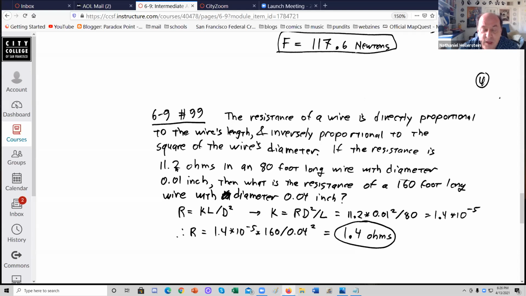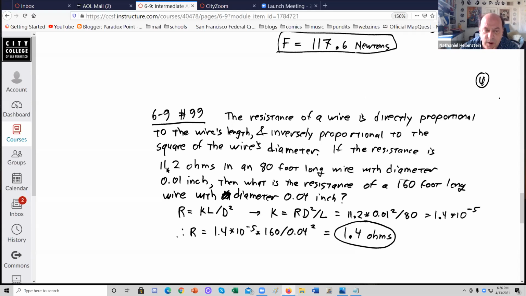If the resistance is 1.2 ohms in an 80-foot long wire with a diameter of 0.01 inches, what is the resistance of a 160-foot wire with a diameter of 0.04 inches? Okay, resistance equals k times L over D squared, length over the square of D. So solving for k, we transpose the D squared and the L. k equals resistance times D squared over length.